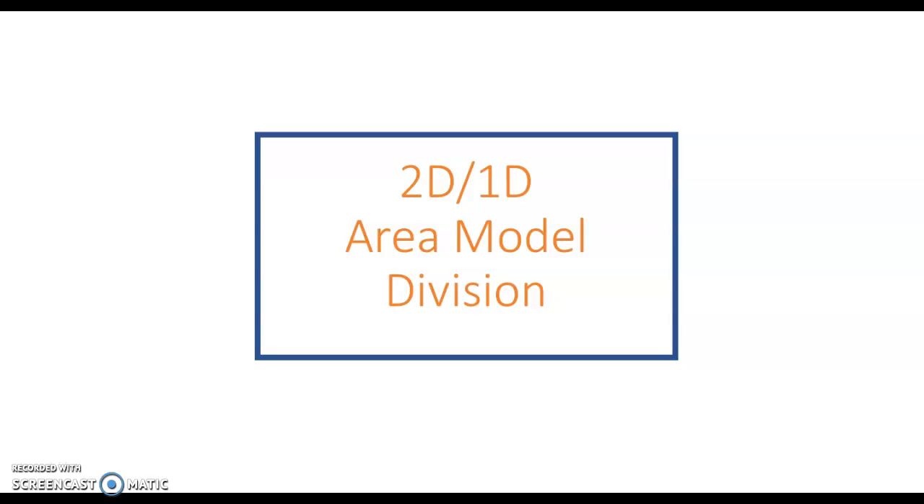Today we're going to learn how to do 2-digit divided by 1-digit division using the area model. Now this area model is going to be very similar to when we did it with multiplication, but it's a little bit different because we know that multiplication and division are opposites.